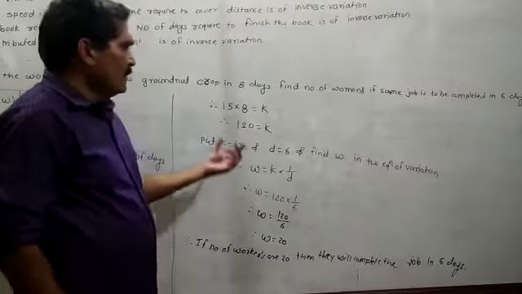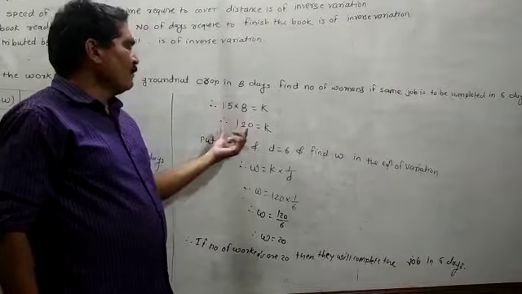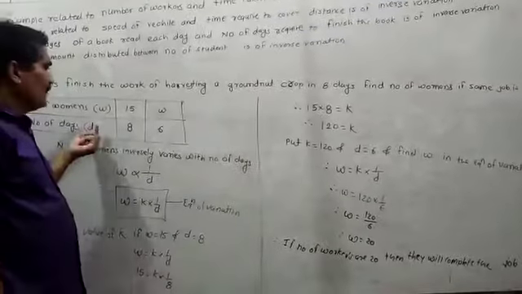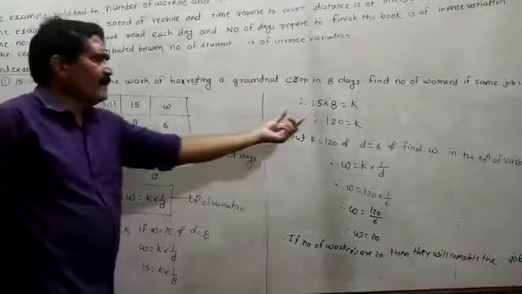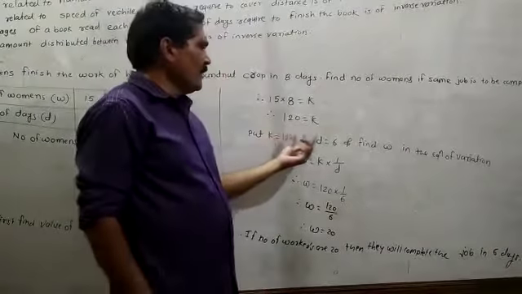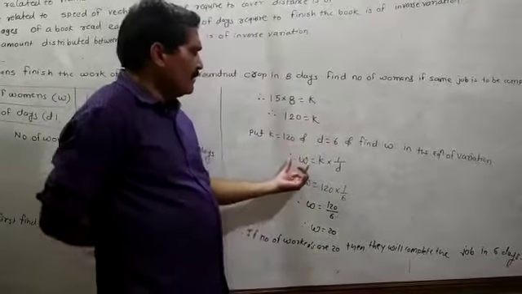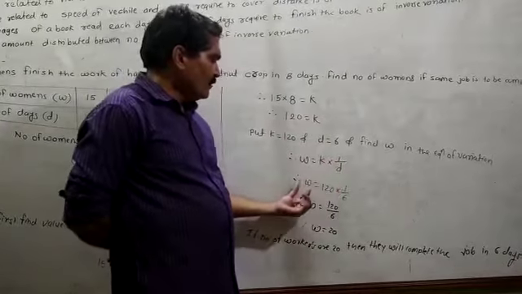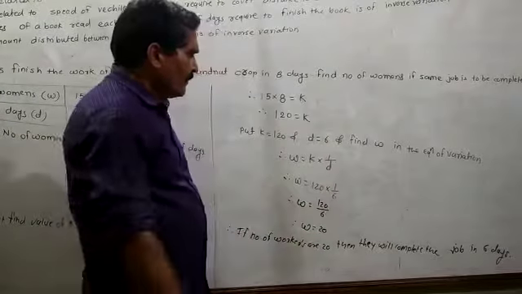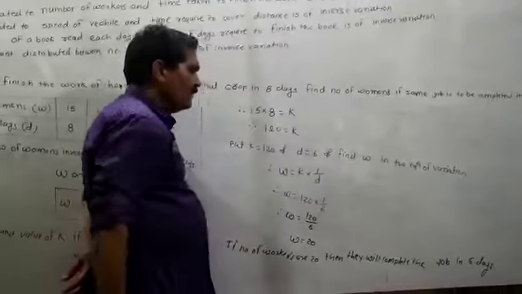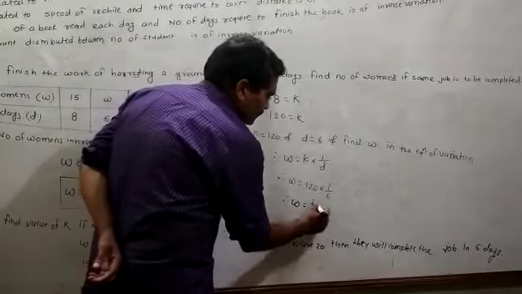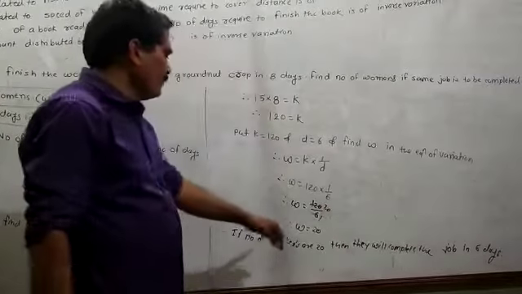K is called the constant of variation. Now K is equal to 120 and D is equal to 6, and you have to find W. Put these values of K and D in the equation of variation. W is equal to K into 1 upon D. So W is equal to 120 multiplied by 1 upon 6, which is 120 divided by 6. 6 twenties are 120, therefore W is equal to 20.